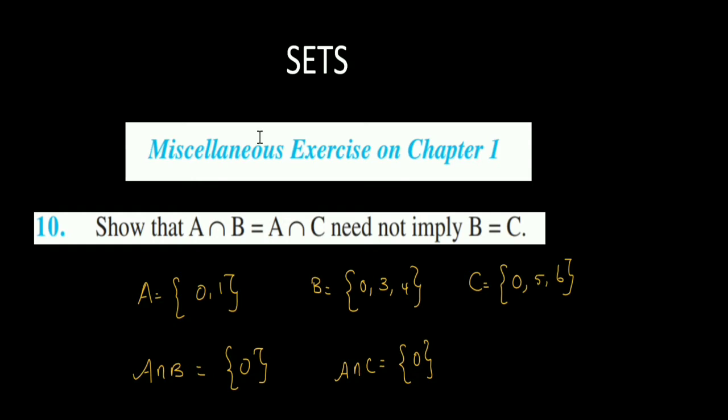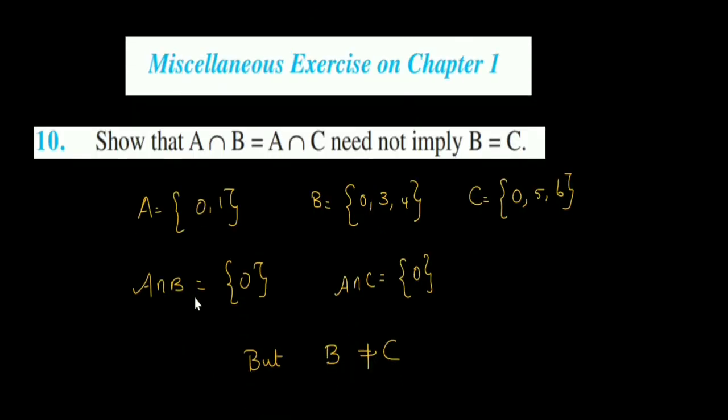Hello students, in today's video we are going to see the solutions of the miscellaneous exercise on chapter 1, question number 10. Show that A intersection B is equal to A intersection C need not imply that B is equal to C. So we will give some examples and prove A intersection B and A intersection C are equal. So let us take a set A as {0, 1}, B as {0, 3, 4}. Any set you can take. You can give any example.